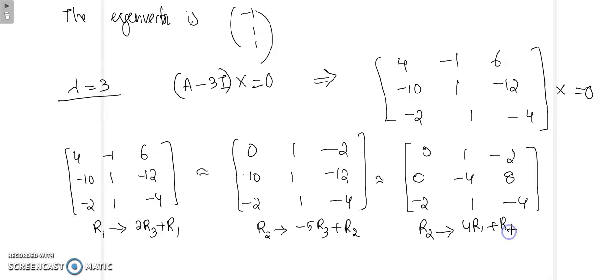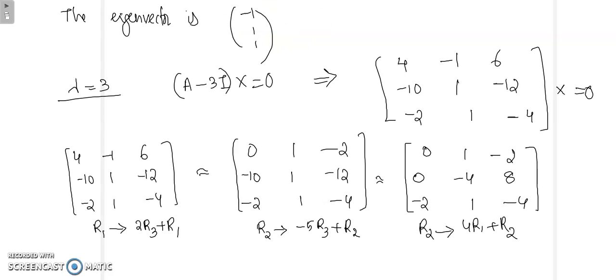R2 goes to 4R1 plus R2, so you will get 0, 1, minus 2, the second row will become 0, and the last row is minus 2, 1, minus 4.